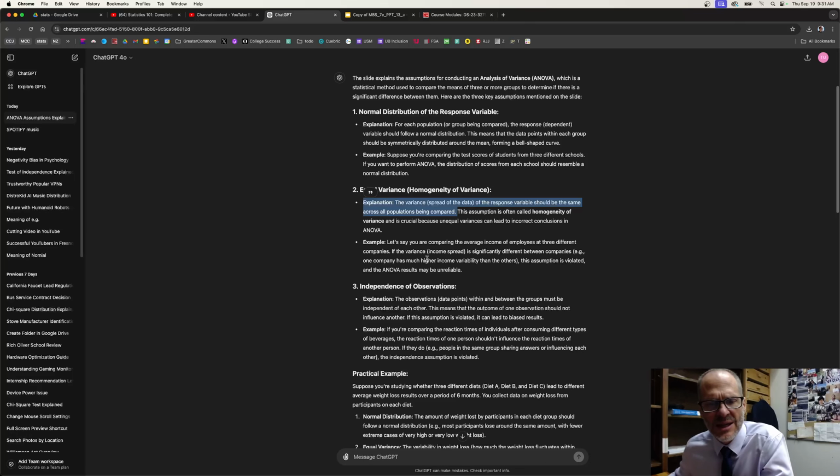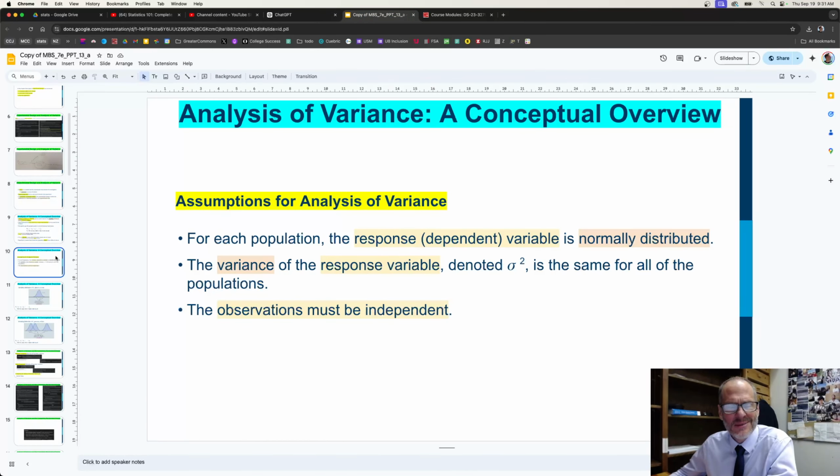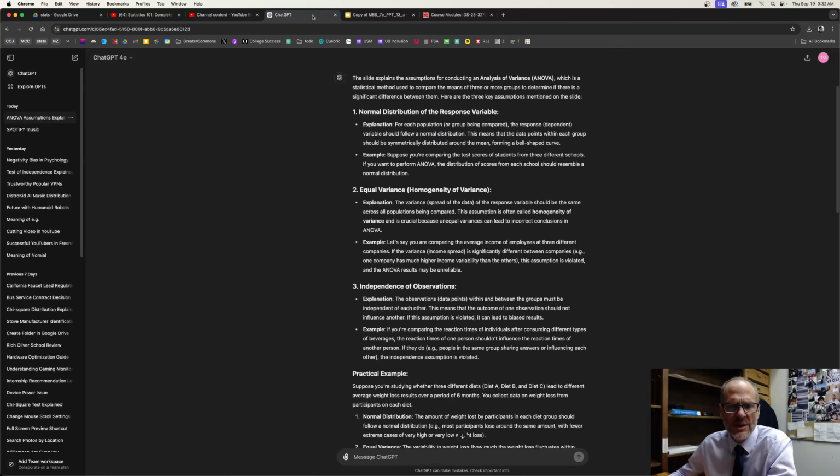And again, what we're seeing here is we could just see the slide and gloss over it, and say, okay, whatever, these assumptions. But if we really take this seriously and we want to apply this and have confidence in our results, we would have to ask ChatGPT, how do I determine if I have normal distribution in my dependent response variables? How do I determine if I have equal variance, homogeneity of variance, in the dependent response variable across all populations being compared?